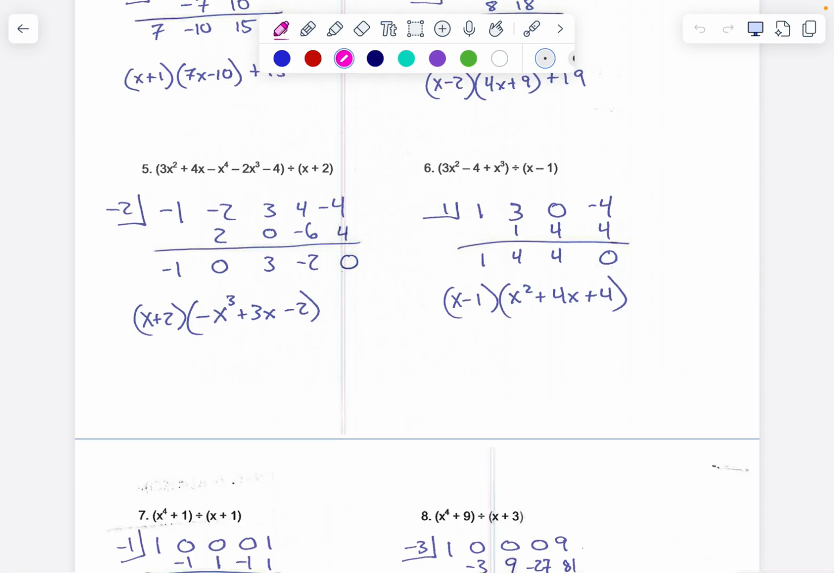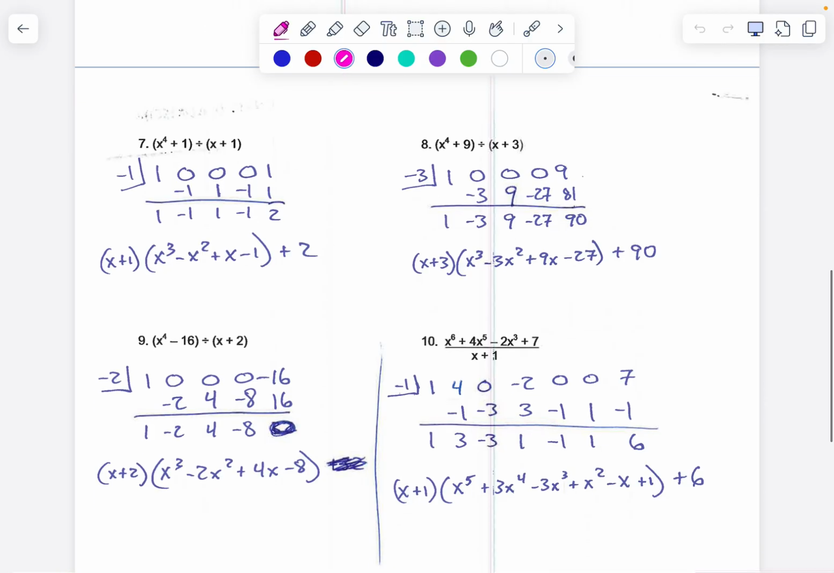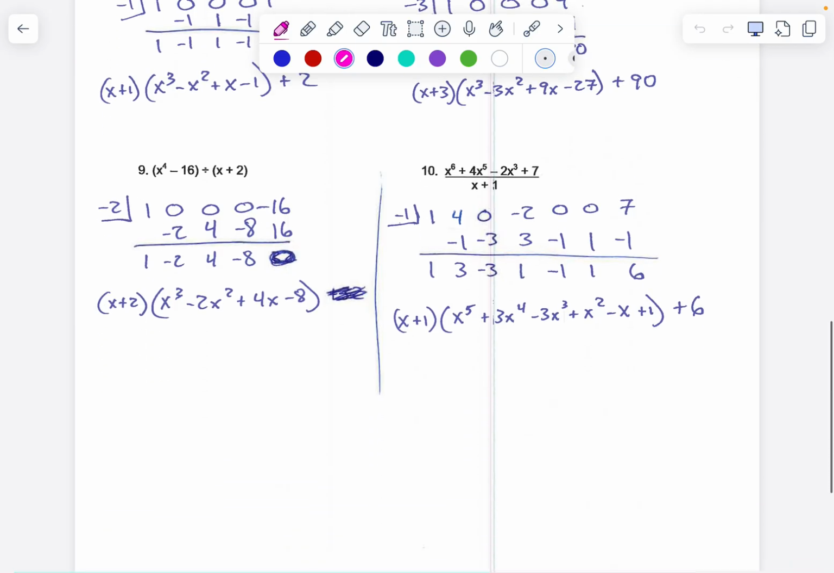Okay, number 6, x squared plus 4x plus 4. On the back, number 7. Lots of 1s in that result. So x cubed minus x squared plus x minus 1, and then remainder 2. Number 8. X cubed minus 3x squared plus 9x minus 27 plus 90 for the remainder. Number 9. X cubed minus 2x squared plus 4x minus 8, and then the remainder was 0.